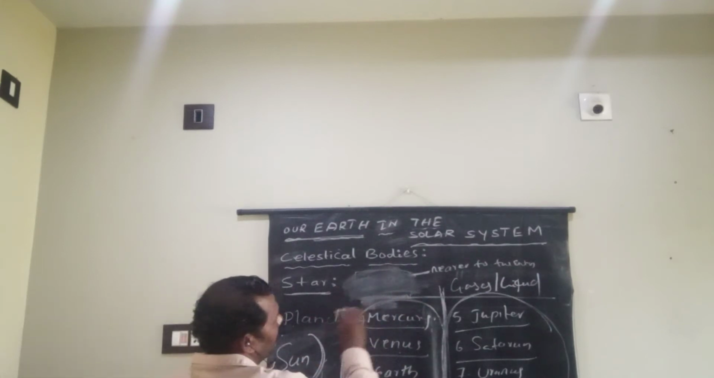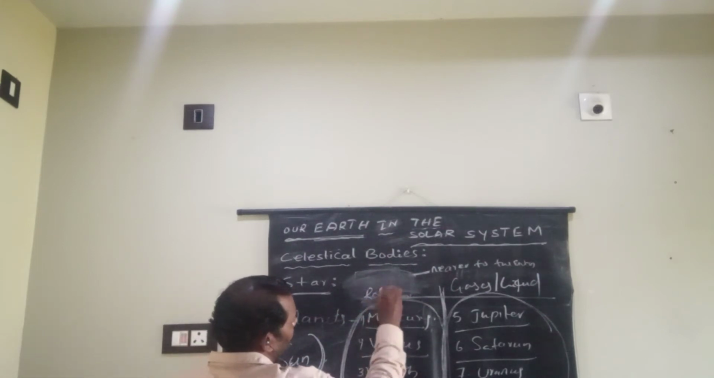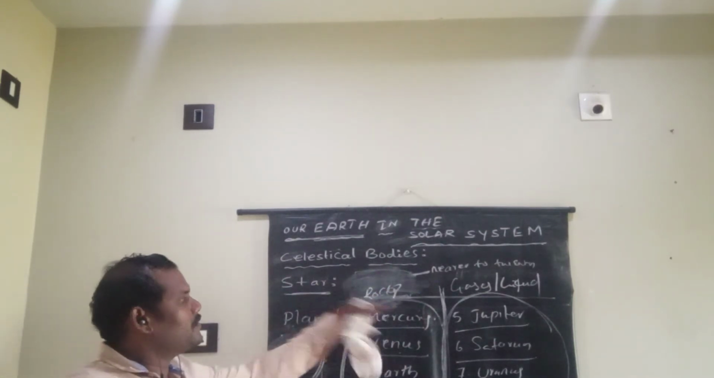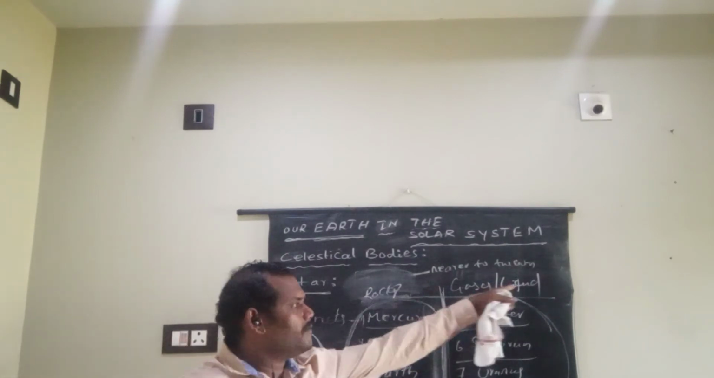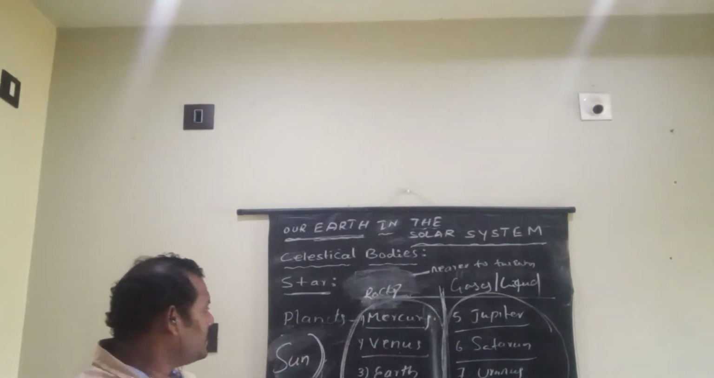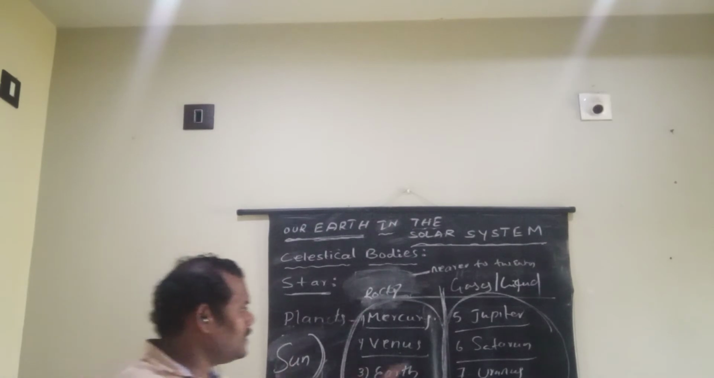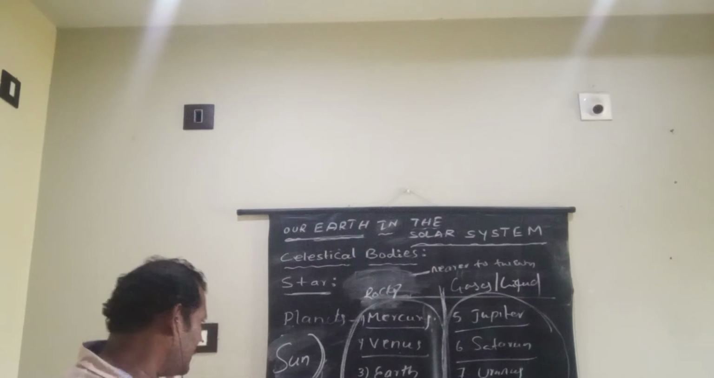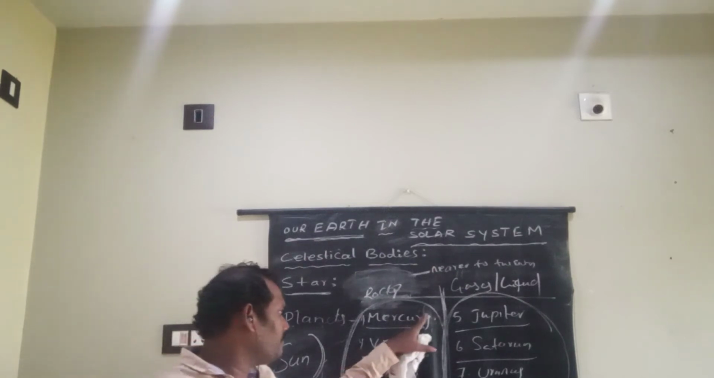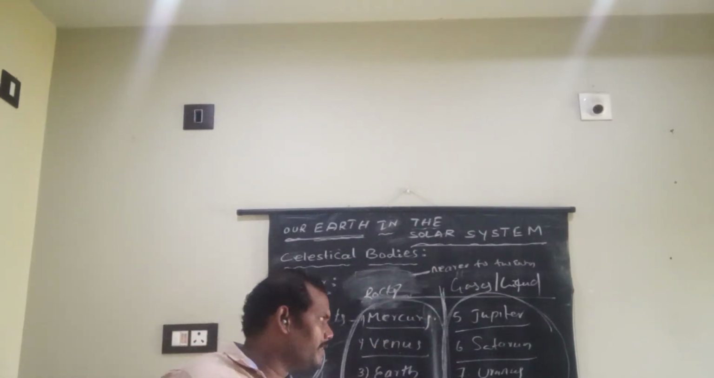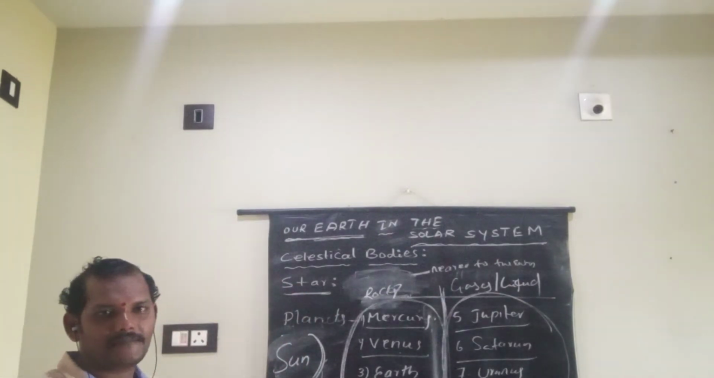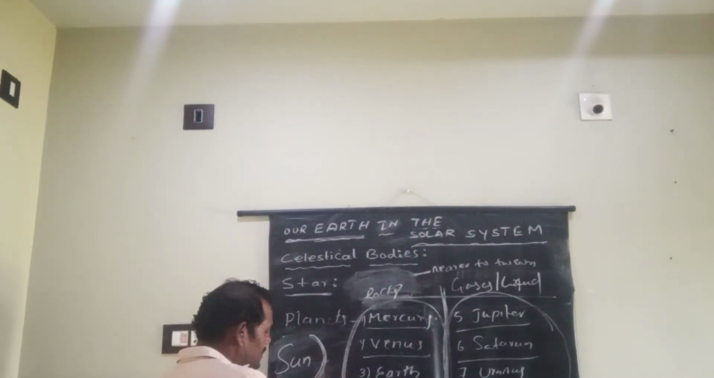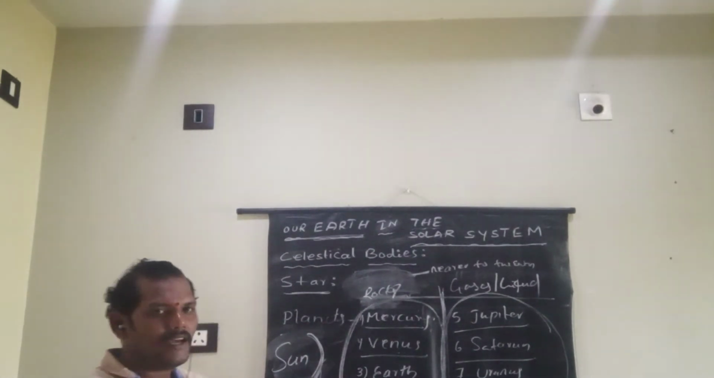Right? These are the rocky planets. The inner planets consist of rocks, the outer planets consist of gases and liquid. The inner planets are nearer to the sun, the outer planets are far from the sun. In size and shape, the inner planets are much smaller than the outer planets. This is the information. The inner planets get their energy from the sun. Okay, these are the 8 planets.